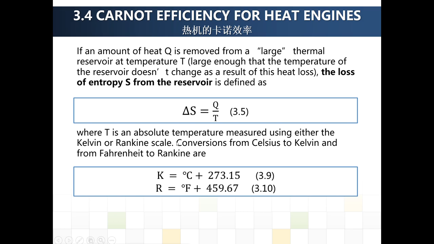T is an absolute temperature, measured using either the Kelvin or Rankine scale. The following two equations show the conversion from Celsius to Kelvin and from Fahrenheit to Rankine. The Celsius degree plus 273.15 converts into degrees Kelvin, and the Fahrenheit degree plus 459.67 converts into degrees Rankine.